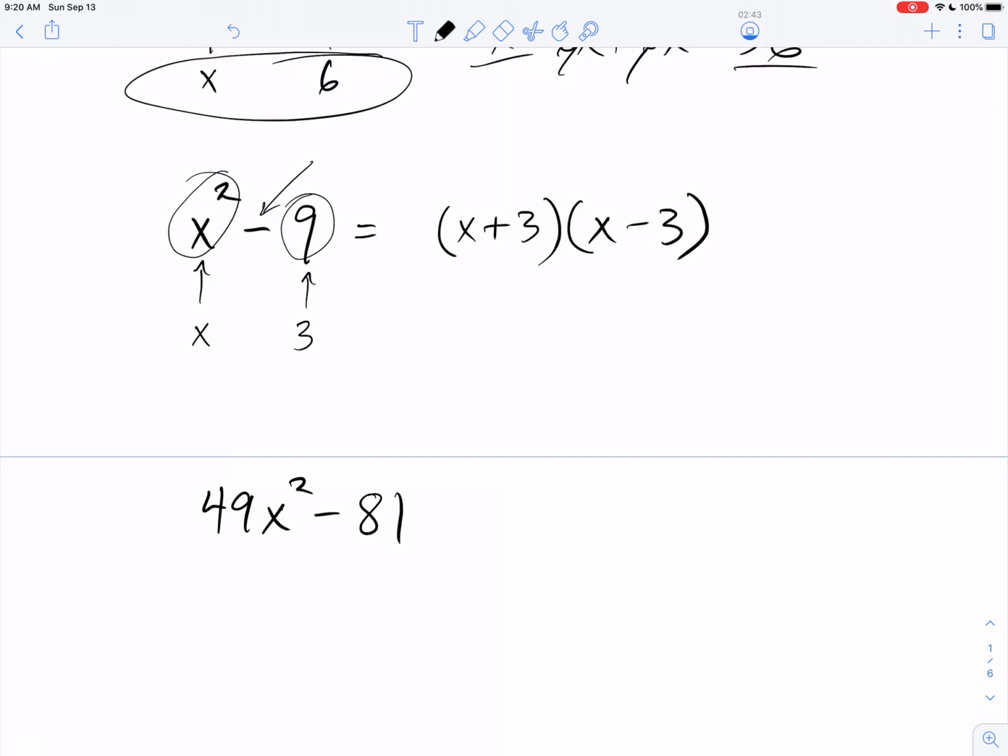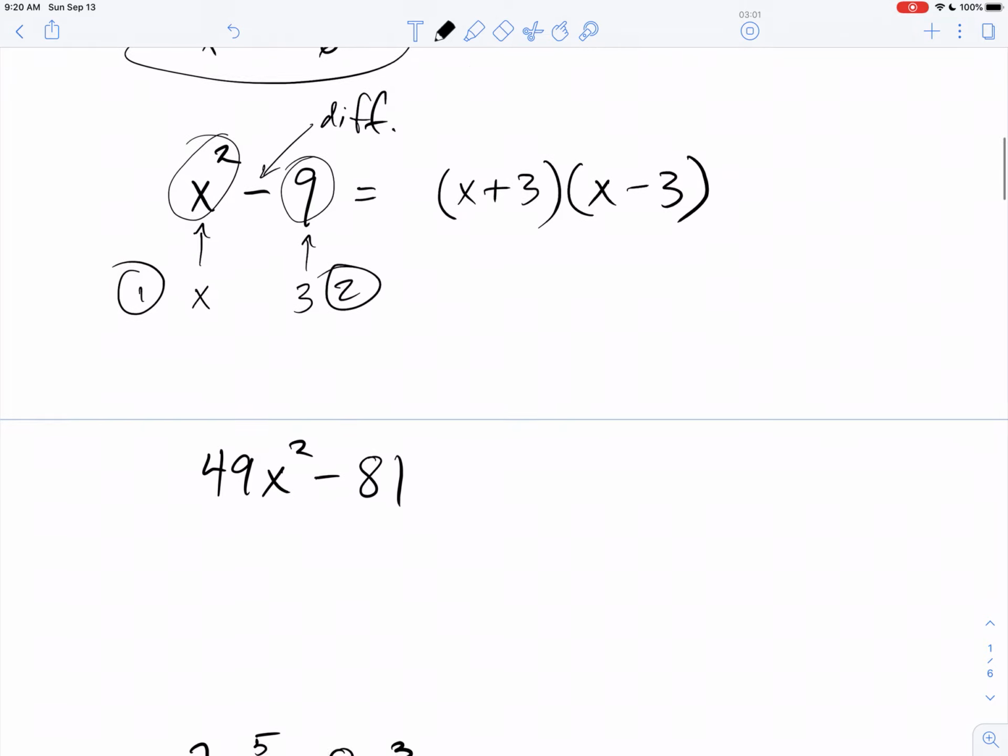What times itself is x squared? X, well, that's a square. What times itself is 9? 3, that's a square. That's why they call it the difference of two squared things. Difference of squares.